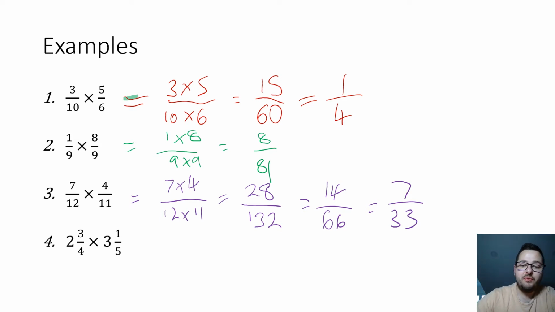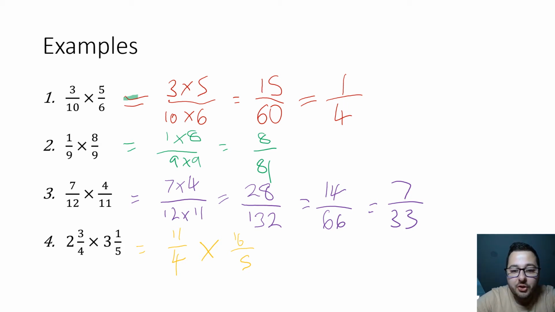Okay, and now the final one, we've got some mixed numbers, so I'll convert them quite quickly, but if you want to check out another video, I do a video on how to convert mixed numbers into improper fractions. But let's do the first one. So we've got 2 3/4. Well, that is going to be 2 times 4, which is 8, plus 3, which is 11. So this is 11 over 4. Times, and then if we convert the second one, 3 times 5 is 15, plus 1 is 16. So that is 16 over 5.